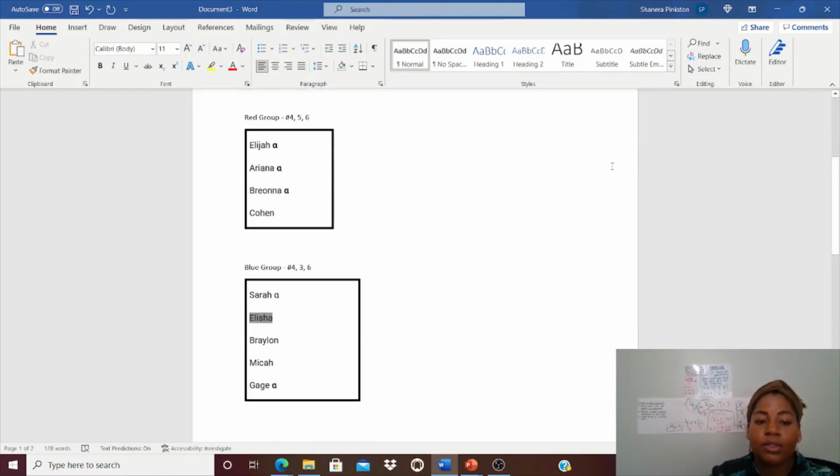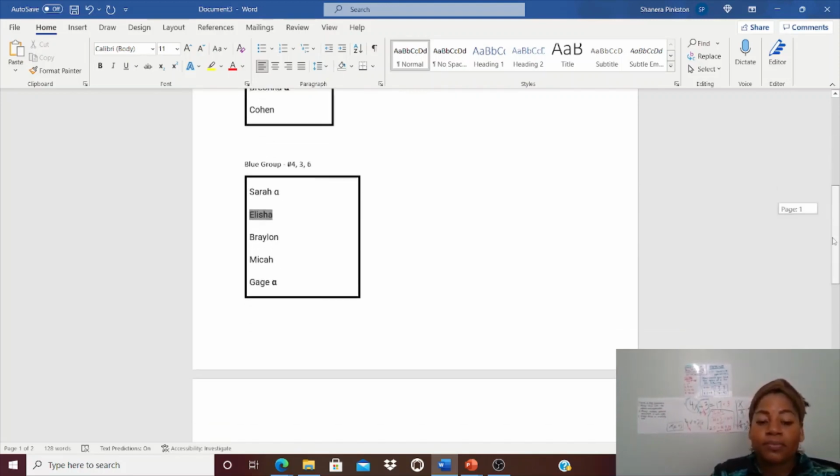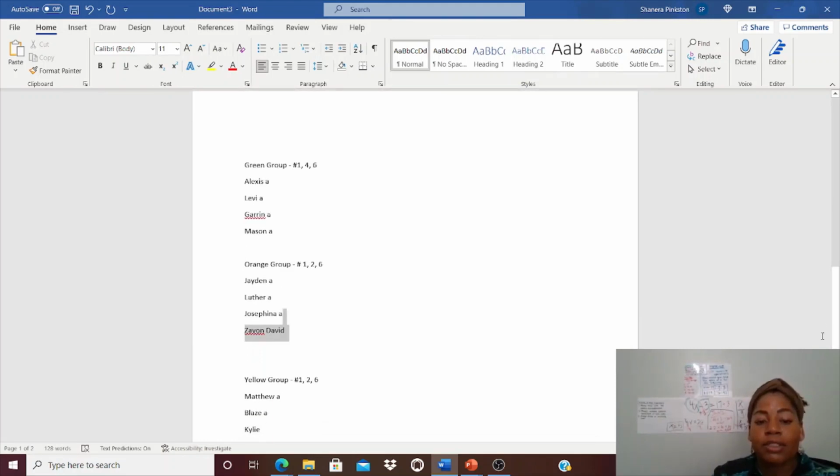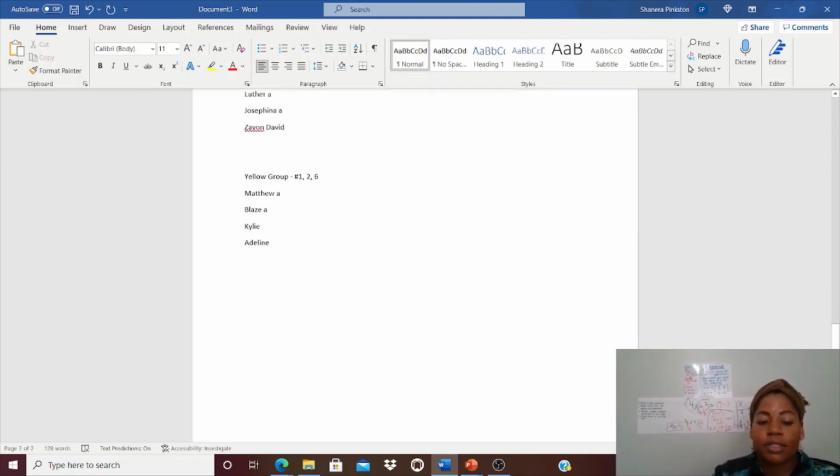As we can see, your breakout rooms are arranged in color groups, okay? Red group, you're going to do assignment number 4, number 5, number 6. Blue group, number 4, number 3, and number 6. Green group, number 1, number 4, and number 6. Orange group, number 1, number 2, and number 6, and yellow group, number 1, number 2, and number 6.